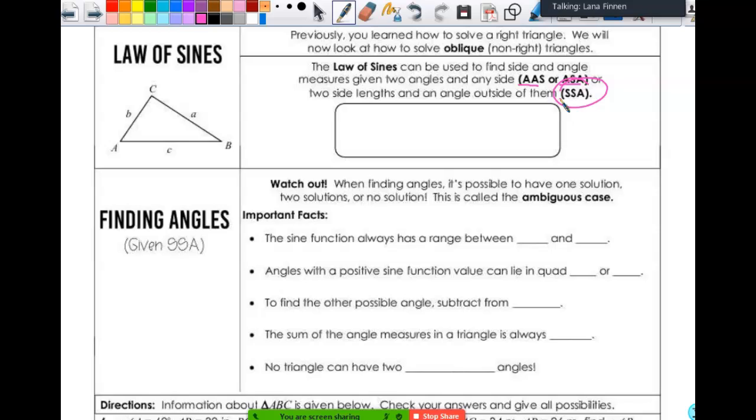Like yesterday, we set it up, we figured it out, boom, there was our answer, and we moved on. So today when we get answers, we're going to have to look at those and make sure that they actually work based on some criteria. Okay, so let's remember what our law of sines is. It's the sine of angle A over little a equals the sine of angle B over little b equals the sine of angle C over little c, or whatever the letters may be, as long as we can set that up correctly. All right.